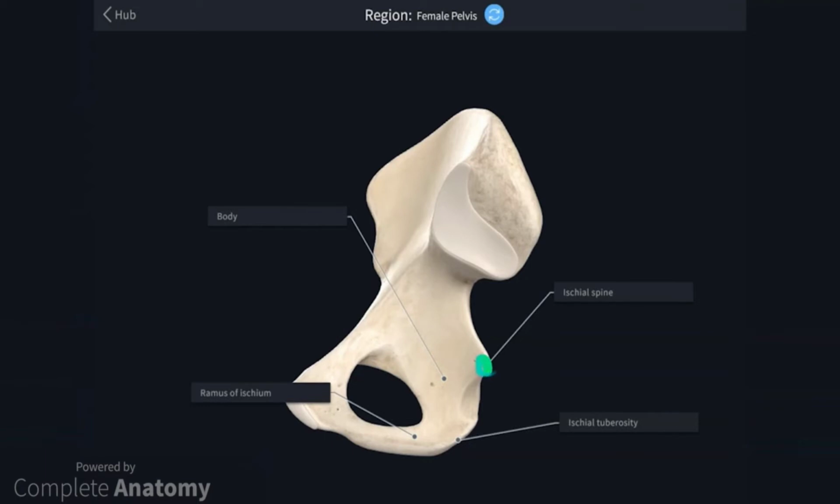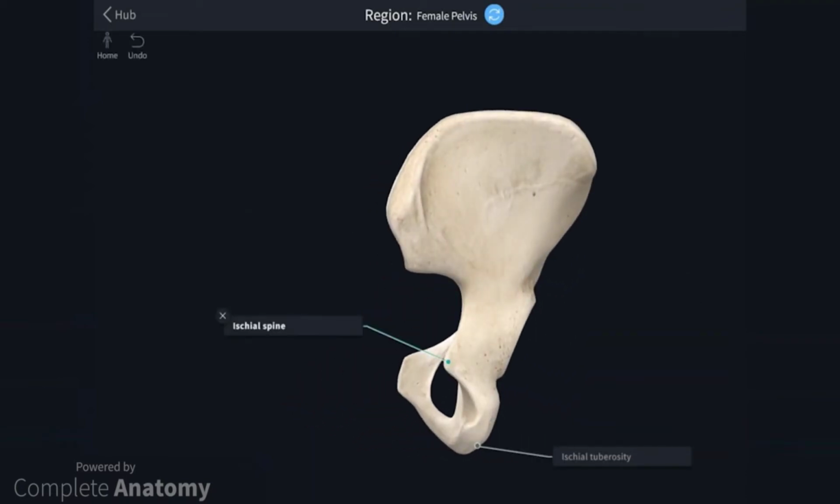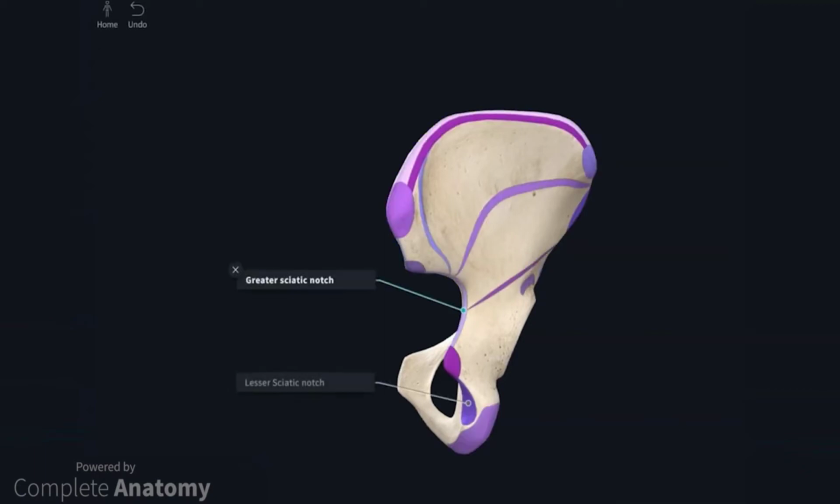Here is the ischial spine that forms a boundary between the greater and lesser sciatic notches. The ischial tuberosity is sometimes called the sit bone, as this is the part of the pelvis that we sit on. If we rotate the model, we can see the spine and the tuberosity more clearly. I will talk about the spine and the tuberosity later on in this video when I move on to talk about some key ligaments.